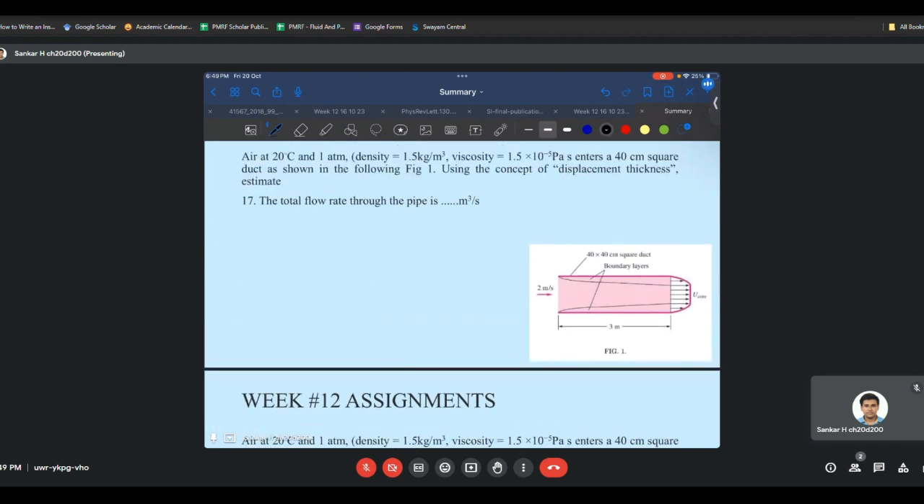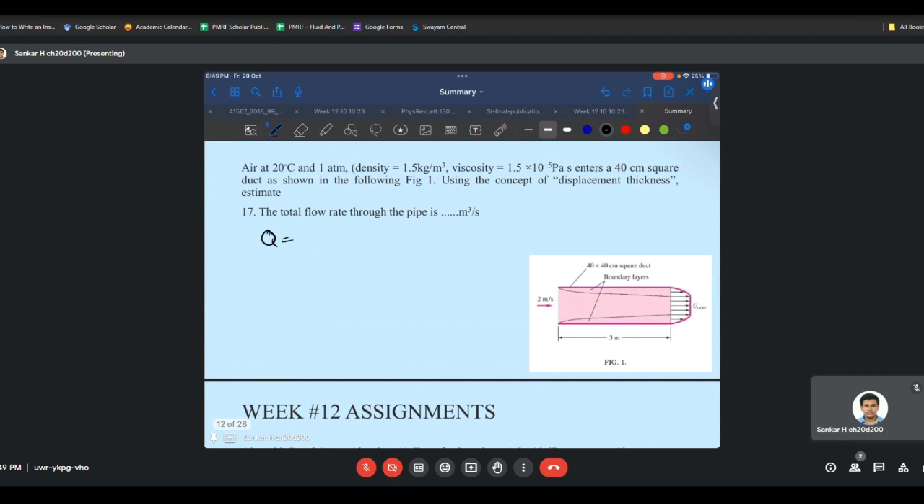Now we have to find the total flow rate through the pipe, which is nothing but V bar times area. V bar is the average velocity or the entrance velocity, which is 2 meters per second, times the area. For a square duct, the area is a squared, and a is 40 centimeters, which is 0.4 meters, which gives 0.32 meter cube per second.